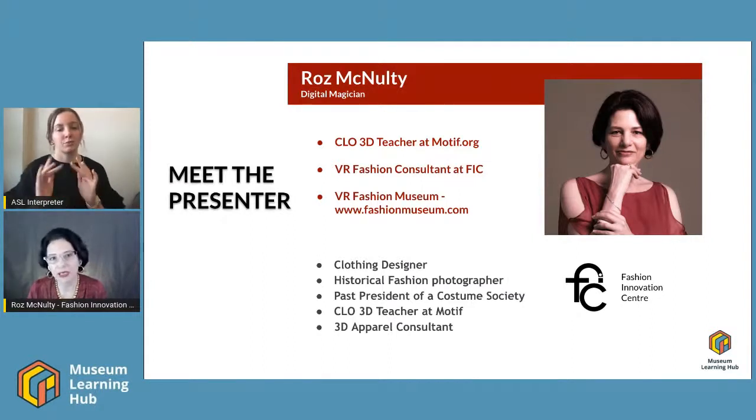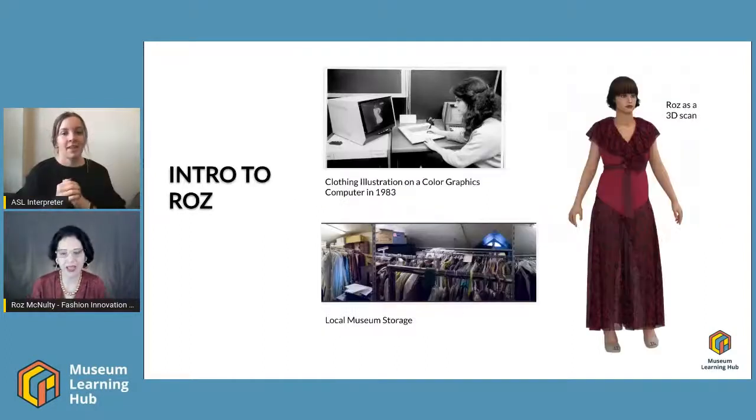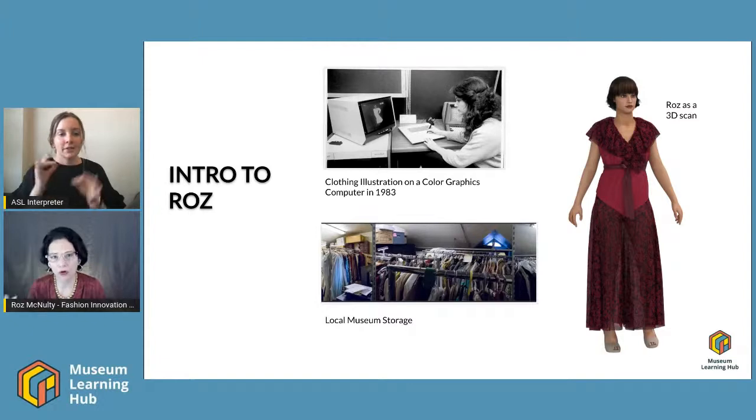So I have a 30-year history of being a clothing designer and manufacturer. I've done a lot of photography, historical fashion, and I'm the past president of Costume Society. And I did start on a color graphics computer back in 1983. I was doing illustration of airline uniforms to get the actual collar placements so they could make a decision on what collar they would choose rather than make a whole bunch of samples up. So basically a very similar thing to what I'm doing now.